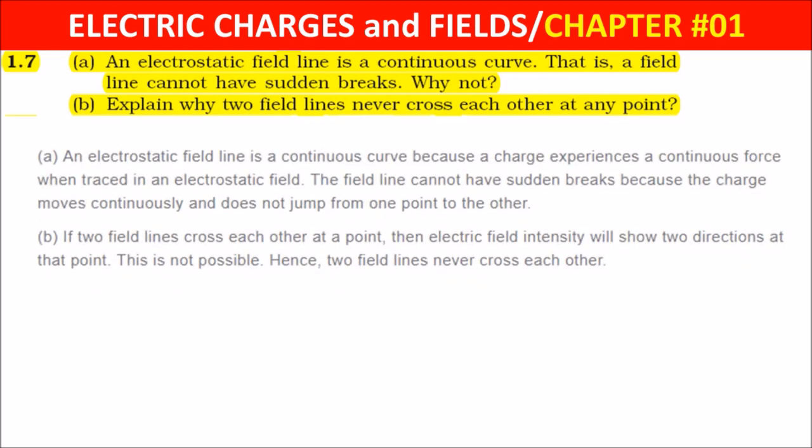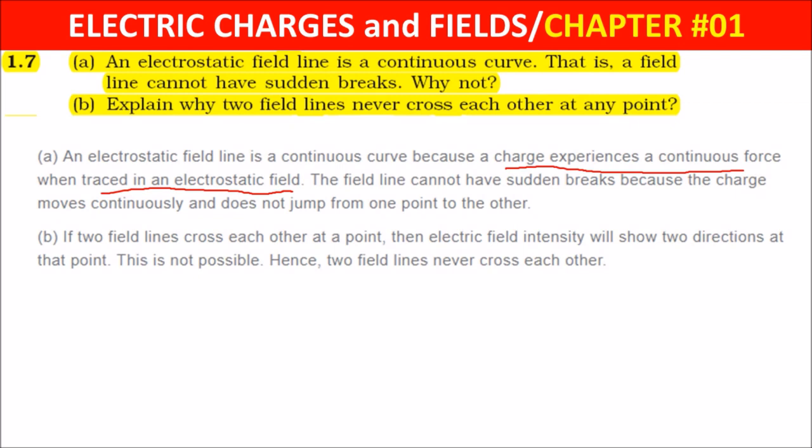An electrostatic field line is a continuous curve because a charge experiences a continuous force, hence when they are traced in an electrostatic field, the field line cannot have a sudden break, because a charge moves continuously and does not jump from one point to another point. So the basic reason behind this is that they are experiencing a continuous force, and when we are drawing the particular line, it will give us a continuous line.